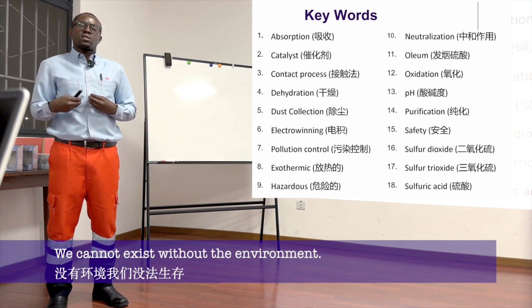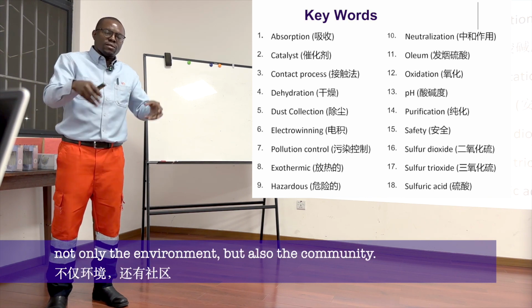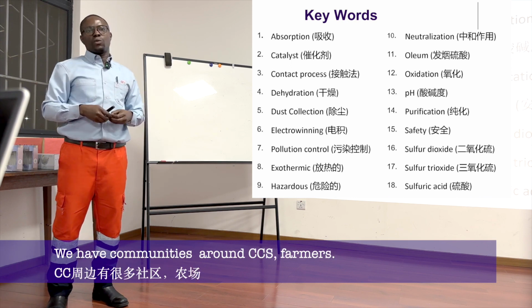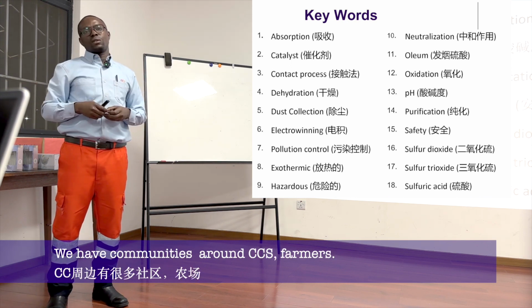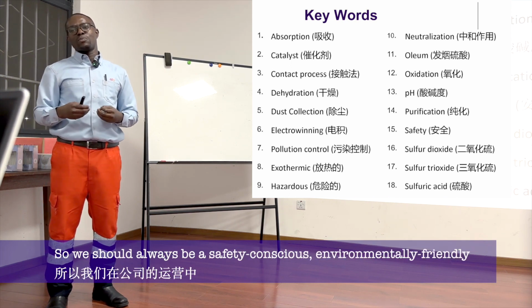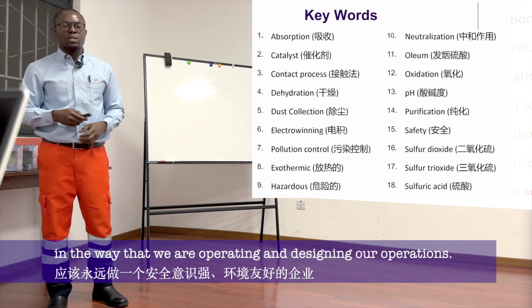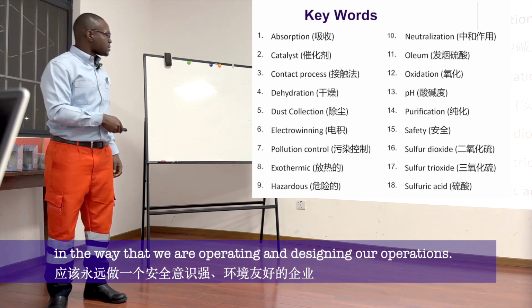We cannot exist without the environment. We need to protect the environment, not only the environment, but also the community. We have communities around CCS, farmers. We do not want their maize affected. So we should always be safety conscious, environmentally friendly in the way that we are operating and designing our operations.